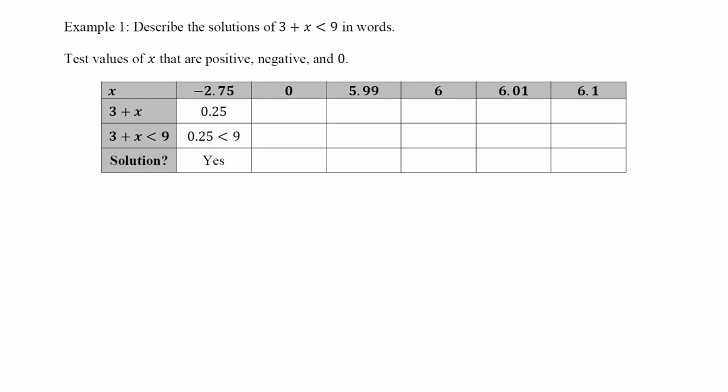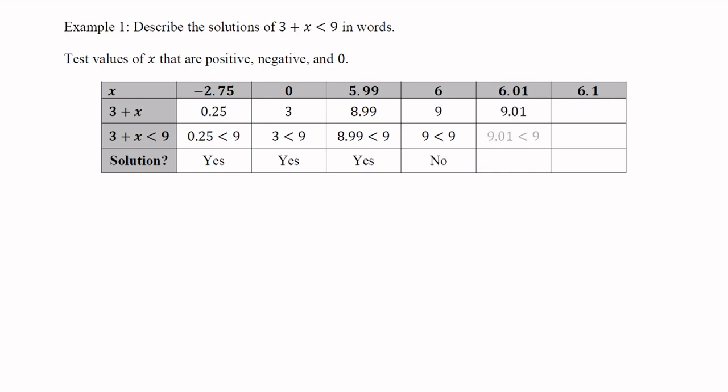How about 0? 3 plus 0 gives you 3. You put that on the left-hand side. 3 is less than 9. So that is also a solution. How about 5.99? That gives you 8.99, which is less than 9. So that is also a solution. But if we put in 6, that gives you 9. 9 is not less than 9. 9 is equal to 9, but it's not less than 9. So that is not a solution.